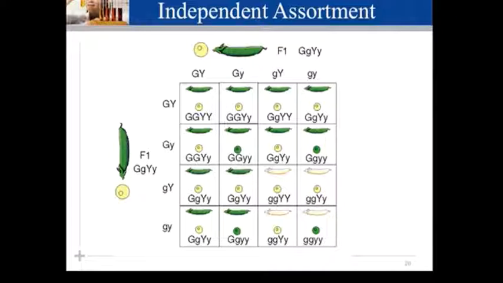The law of independent assortment states that each pair of alleles segregates independently of each other pair of alleles during gamete formation. Strictly speaking, this law applies only to genes on different non-homologous chromosomes or those far apart on the same chromosome. Genes located near each other on the same chromosome tend to be inherited together.